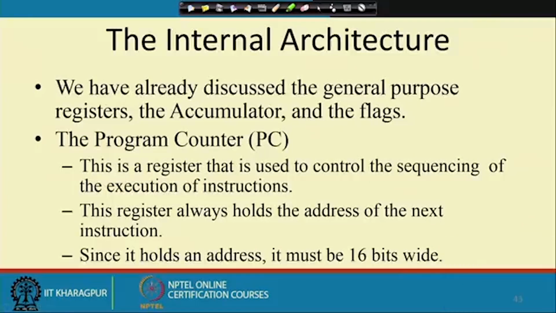Now, apart from these general purpose registers, we have special registers like the accumulator and flag. The other register that we have is the program counter. This is a very important register because it is used to control the sequencing of execution of instructions. Which instruction will be executed next by the processor is decided solely by the content of this register, because it holds the address of the next instruction.